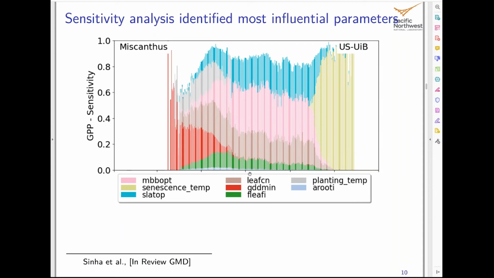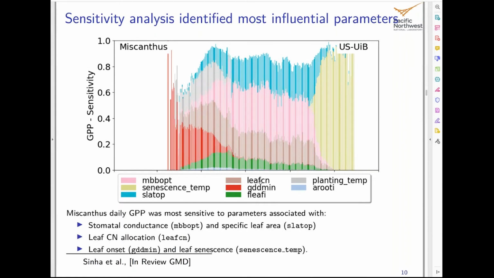So in this plot, the x-axis is showing the day of the year, and the y-axis is showing the sensitivity of various parameters to GPP. And we see that out of the 20, only 5 or 6 parameters are actually most influential for the GPP across the entire season. And those parameters were associated with stomatal conductance, specific leaf area, leaf carbon nitrogen allocation, and parameters associated with phenology, such as when the leaf onset can occur and when the leaf senescence occurs.